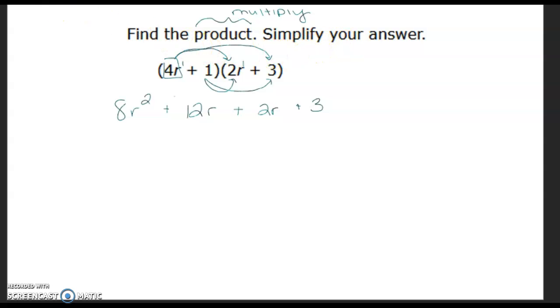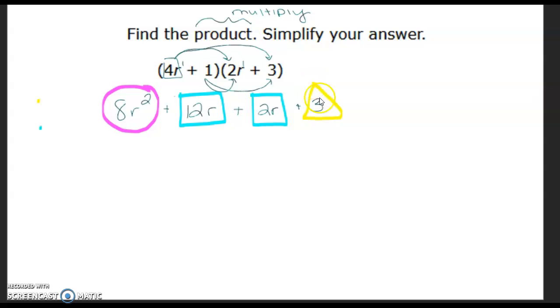All right, now it says simplify your answer. So we have to make sure there are no like terms in here. So we have 8r squared. Well, I go down the line, there's no other r squareds for it to combine to. Okay, so let's try 12r. Is there any other term that just has an r? And there is. There's that 2r. And then the last one is just this 3. It has no one to combine with.